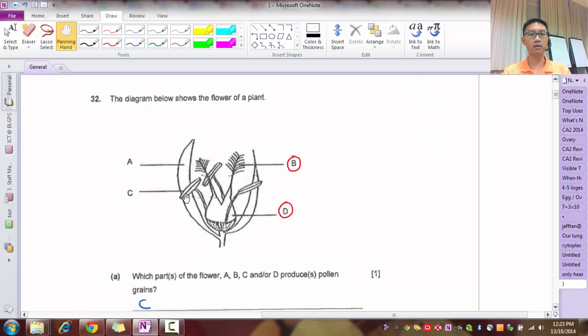If I remove the anther, the stigma will not receive pollen from the flower itself, but remember, it can receive pollen from another flower. It doesn't necessarily have to be from the same flower. So although I can remove C, the flower can still be pollinated and fertilized. If I want to stop this flower from producing seeds, I need to remove the stigma so that it doesn't catch any pollen grains. And obviously, the other part is to remove the ovary. Once I remove the ovary, there's no seed at all.